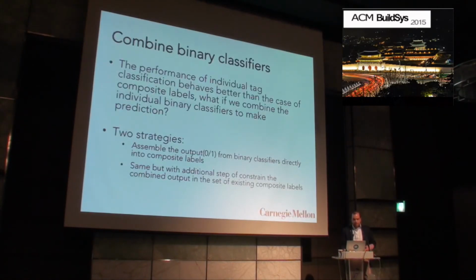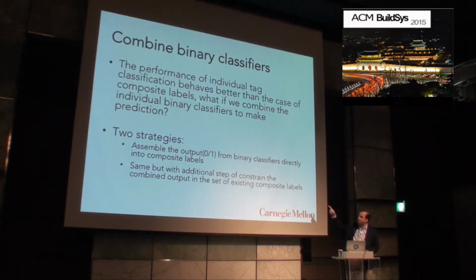Why don't we take that idea and combine all of those binary classifiers to try to predict the composite label? Right, so we have classifiers that can predict individual parts of the tag, and we combine them and use them to predict the composite label. There are two strategies that we use. The first one is a naive strategy, which says, well, if the classifier predicted that this was the class, I'm going to include it in the composite tag, regardless of whether it makes sense or not.